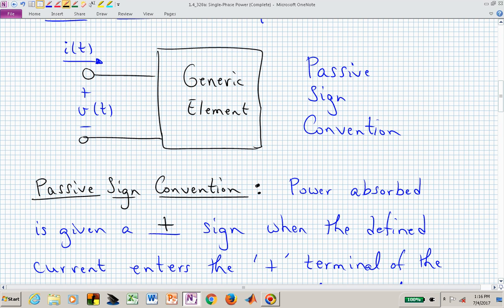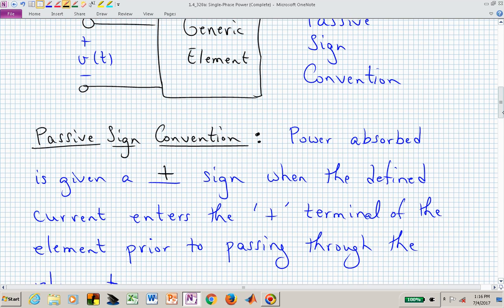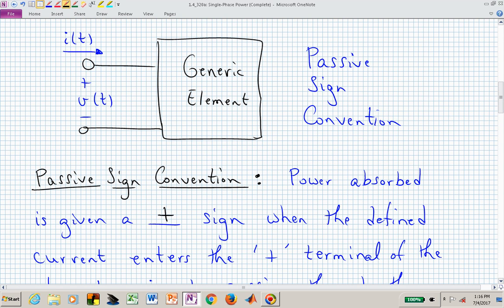And don't fuss over how you've been given or assigned current and voltage. Just live with what you have. Don't worry about the direction or the polarity. Just use what you're given and go from there. And in that sense, if you see that the current is drawn such that it enters the positive terminal voltage prior to going through the generic element, then that will have a positive value when we multiply V and I times itself, and we'll call that then the passive sign convention, and the power will then be absorbed by that particular generic element.